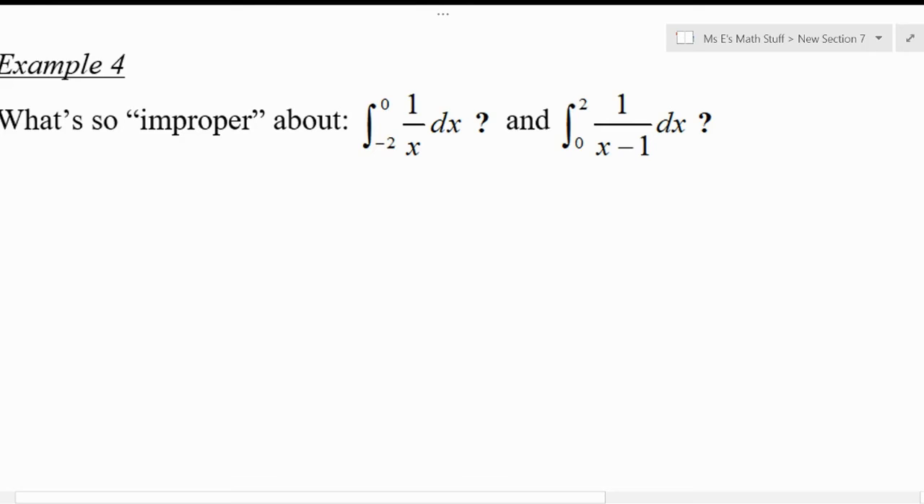Alright, my friends, let's start by taking a look at the integral from -2 to 0 of 1 over x dx. I personally think that the most empowering way to think about these things is graphically. So I'm just going to look at the graph of 1 over x. I'm just going to do a quick little sketch of the part of the graph that would really matter here. So you can see you've got an integral that starts at -2 and stops at 0.